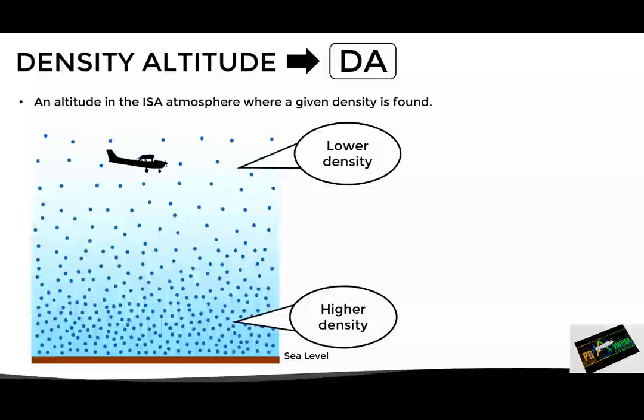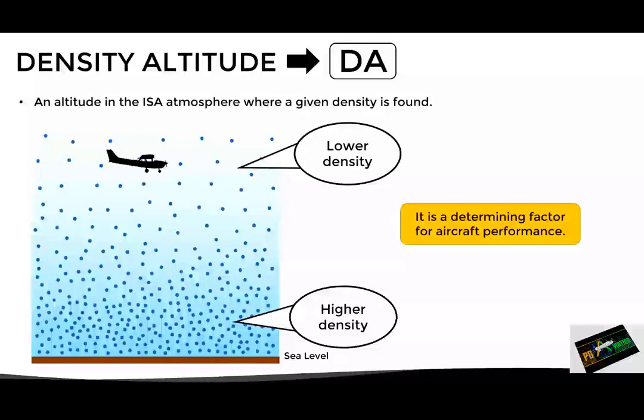It is important to note that air density is a determining factor in aircraft performance, since the thrust produced by the engines, the lift produced by the wings, among other things depend on air density. Therefore, it is very important to understand the concept of density altitude. Now, as we can see in the definition of density altitude, the ISA atmosphere is mentioned, since this is the main frame of reference to be used.